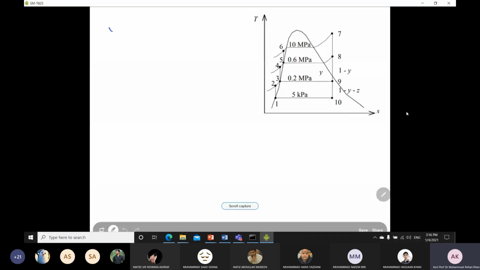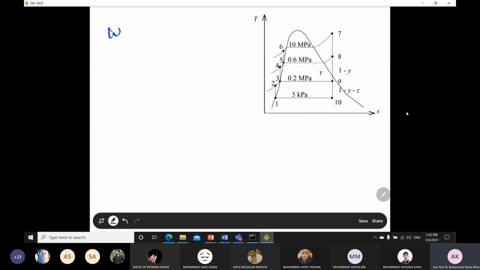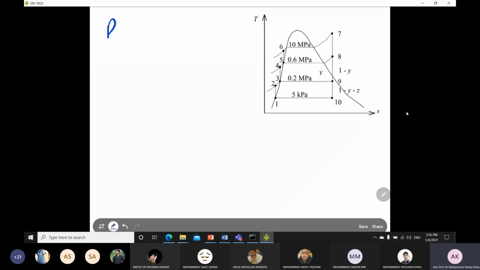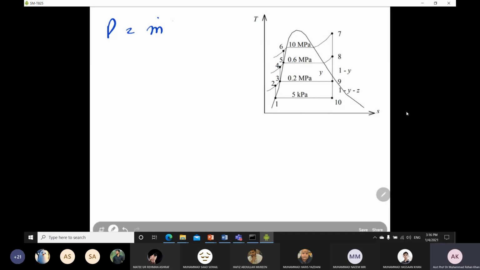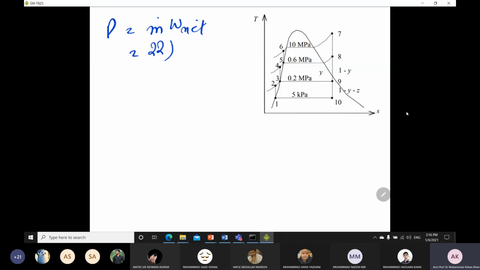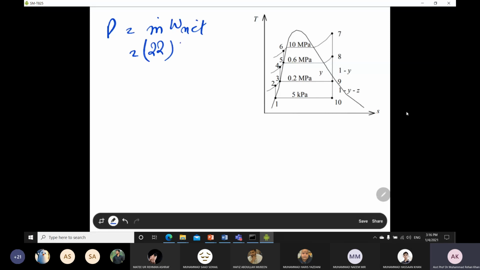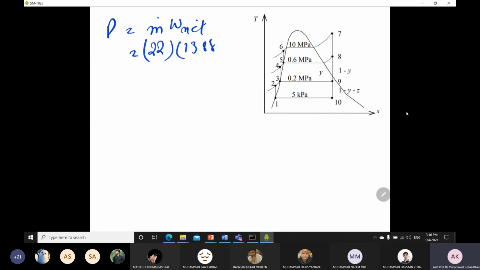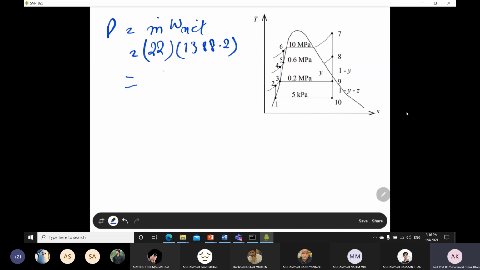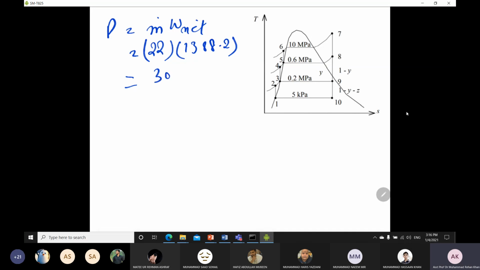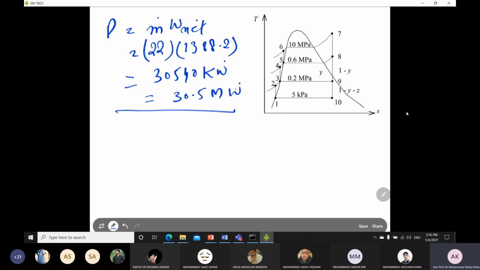Coming towards the power, which is equal to m dot into W net. The mass flow is given in the question, which is 22 kilogram per second, and W net you already found by using the previous equation, which is Q in minus Q out. So you can just plug in the value 1388.2 and solve it for your power, and you will get 30540 kilowatt, which is equal to 30.5 megawatt.